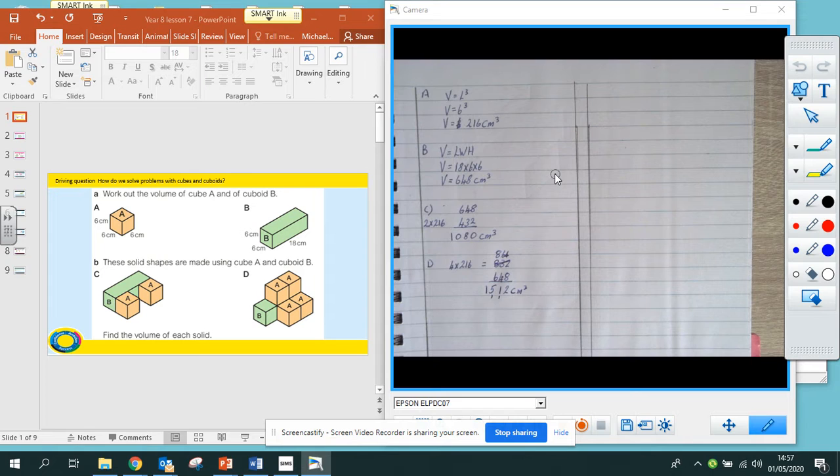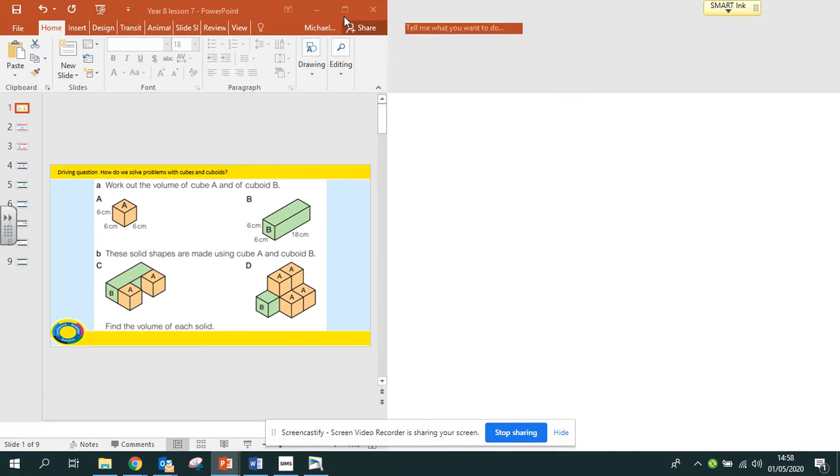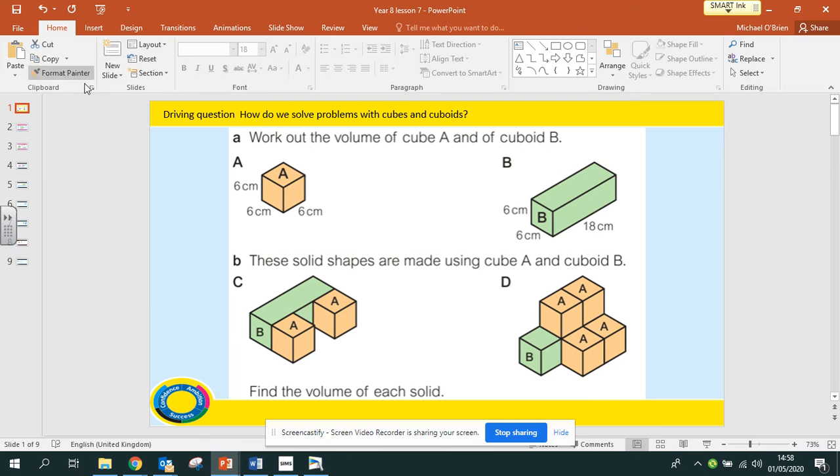And that gives us the answers to our first questions. Hope you got all those correct. If you're a little uncertain, if you found this really difficult, I suggest you stop this video now, go back to the previous one, work through it again, make certain you understand how to find the volumes of cubes and cuboids. Okay, let's have a look at our next question.